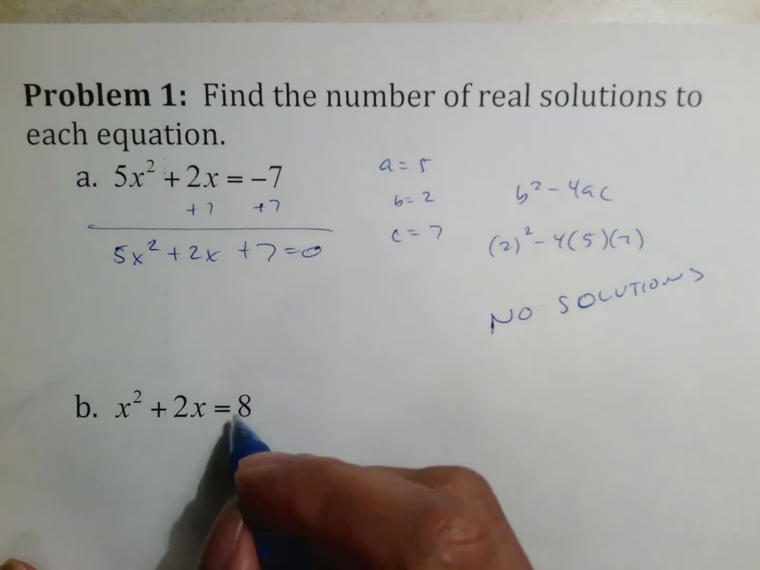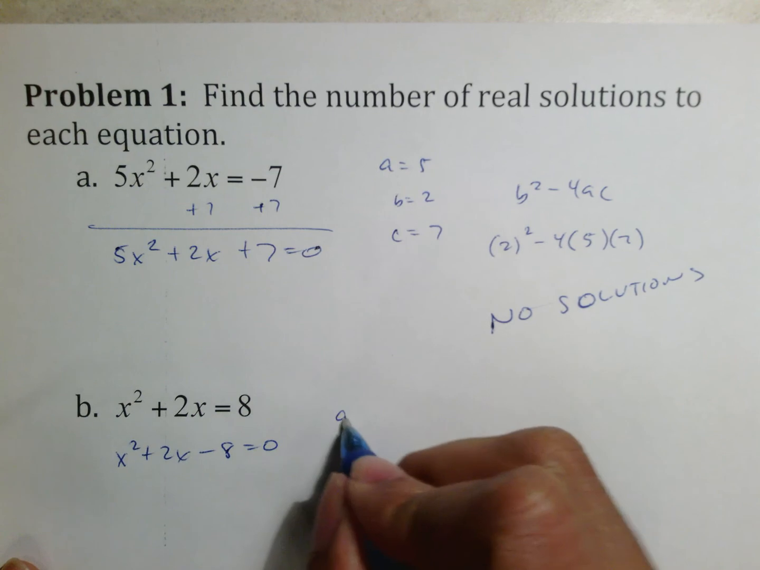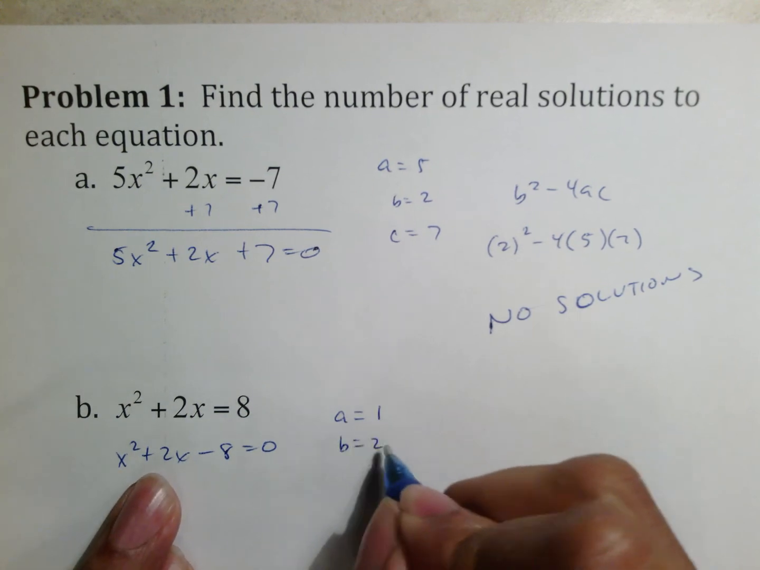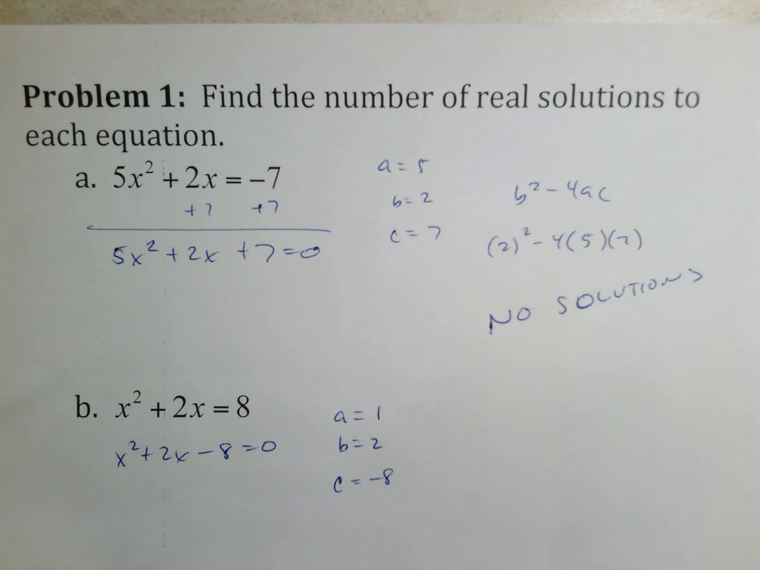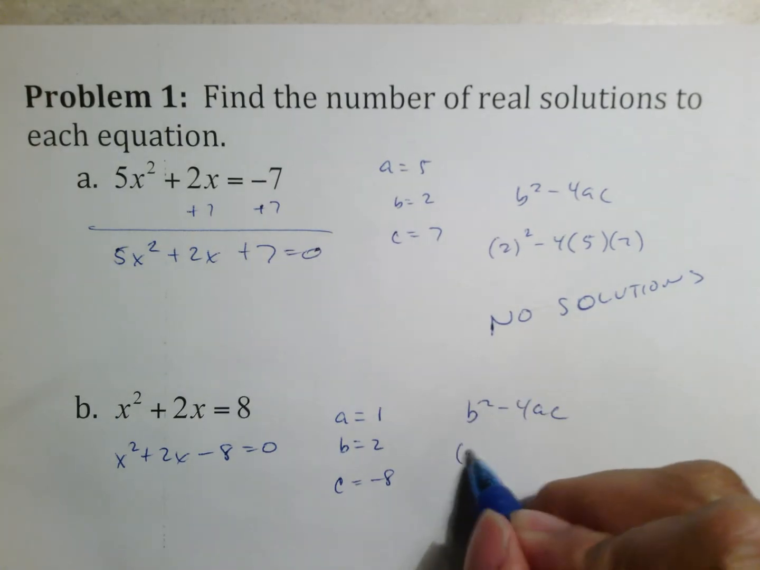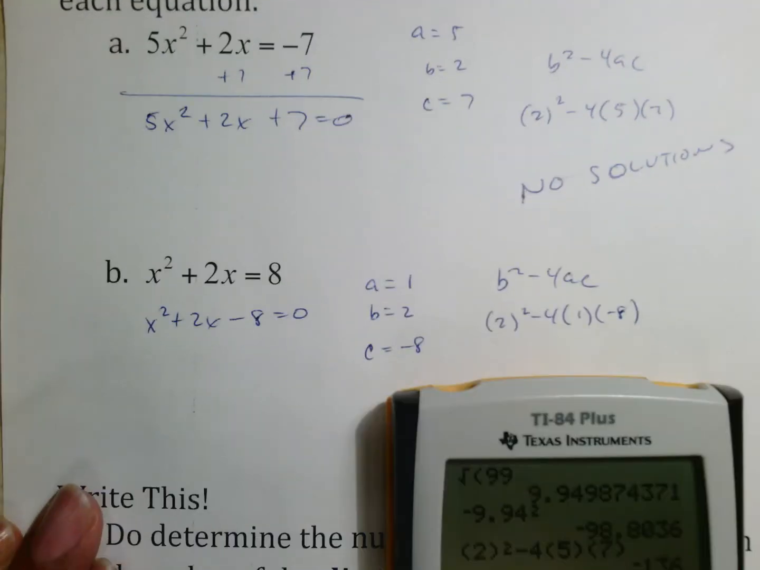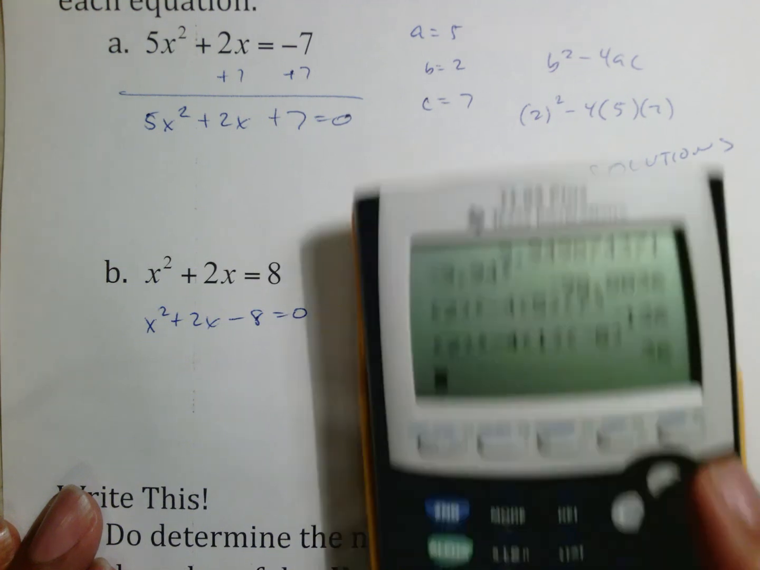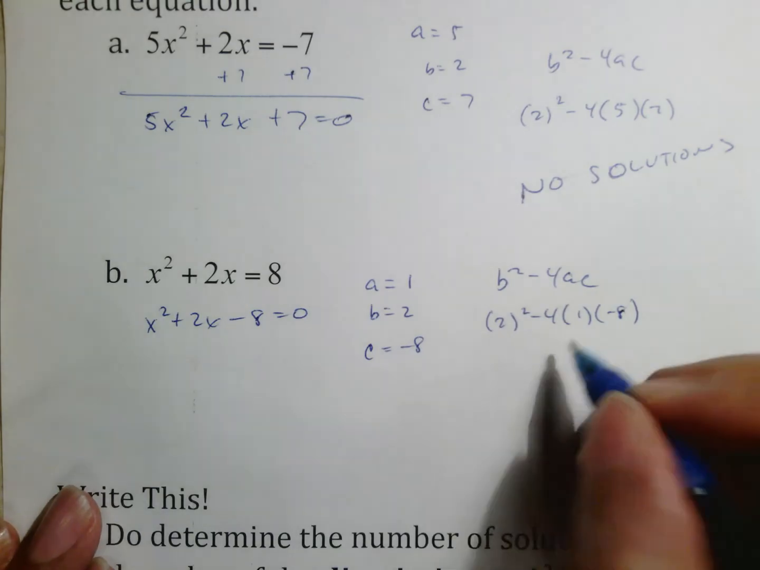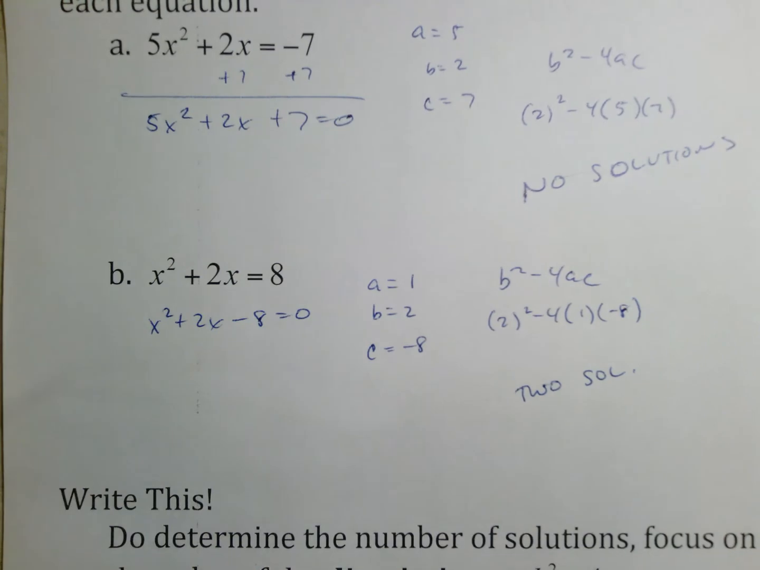Looking at b, again, moving this over, it's going to be x squared plus 2x minus 8 equals 0. In this case, a is 1, b is 2, c is negative 8. Plugging that into my b squared minus 4ac, I get 2 squared minus 4, 1, negative 8. I plug all that into my calculator. 2 squared minus 4, 1, negative 8. I get the answer of 36, and because that's positive, we have 2 solutions.